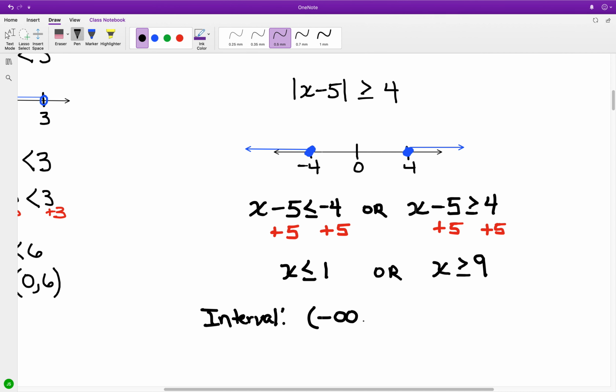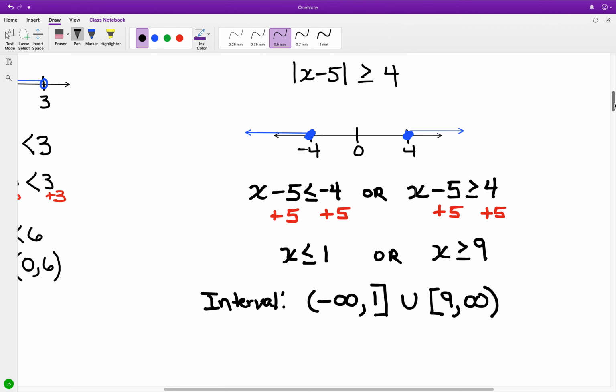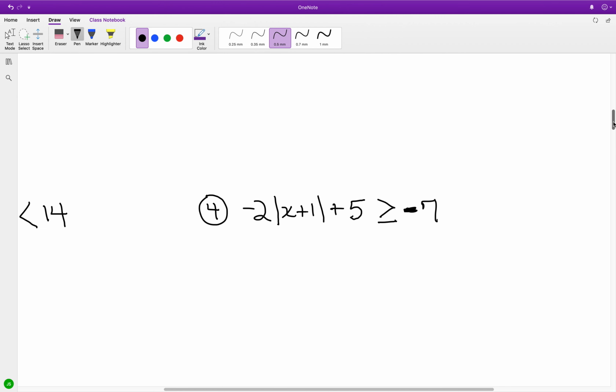All right, so we have negative infinity up to and including 1, since we have the equal sign, and then we have or, and for x is greater than or equal to 9, so we have going from and including 9 on out to infinity. And again, our infinities, positive and negative, remain in parentheses.